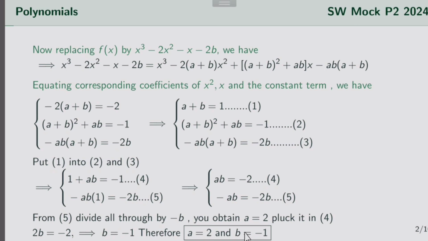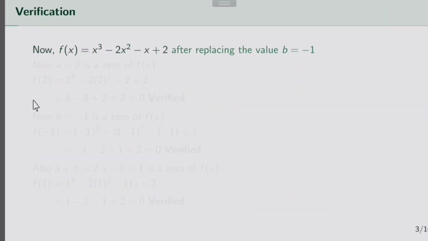So just for the sake of understanding, I'll move on and I'll try to verify if these answers are right. But before we verify, let me go back to f of x and replace b with negative 1. So I'll be having negative 2 times negative 1. That gives me positive 2. So f of x, or this function, will now be x cubed minus 2x squared minus x plus 2. So this is the function now.